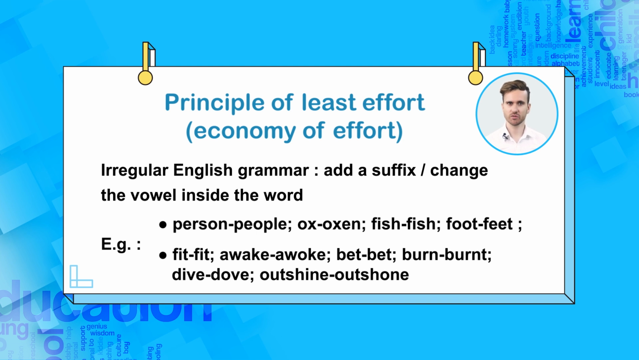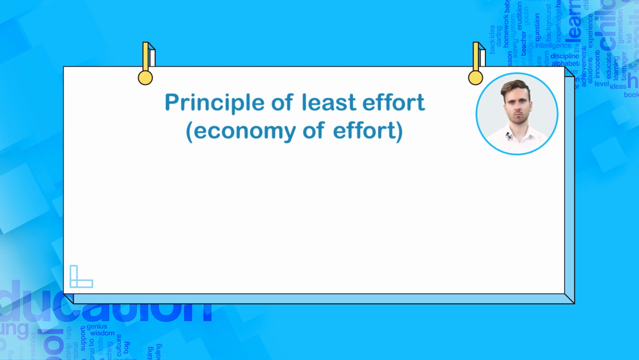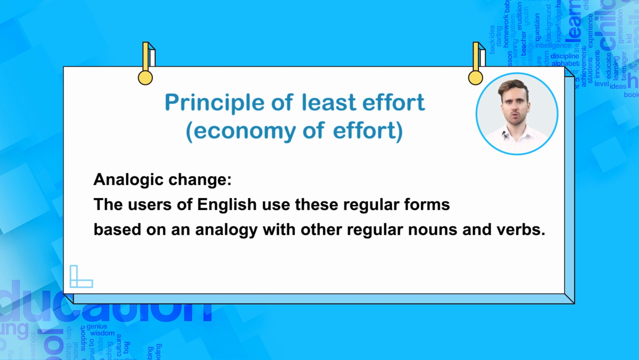However, for most of them, a non-standard form, which is in fact a regular form, is slowly becoming more common. Persons, oxes, fishes, fitted, awaked, betted, burned, dived, outshined. All these forms may well become Standard English in the future, and when they do, the irregular forms will eventually become archaic. Because the users of English use these regular forms based on an analogy with other regular nouns and verbs, this type of change is called analogic change.